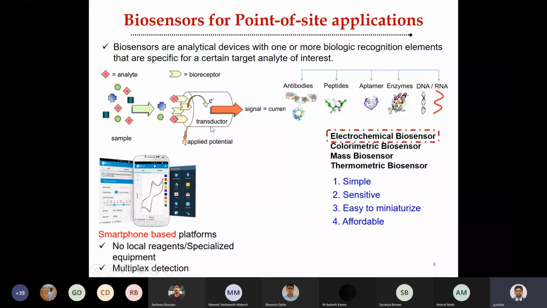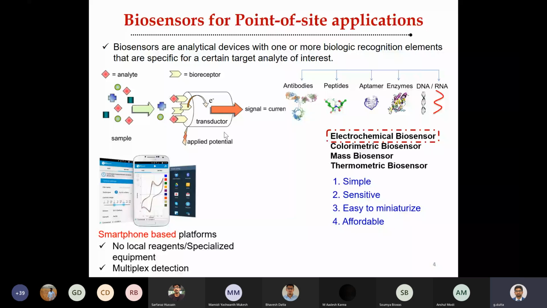Suppose you are going to use the electrochemical technique. Then you have to think about a solid sensor surface. Maybe you can think about some gold plate, some carbon surface, or some glass surface. And on that surface, you can immobilize a bioreceptor like an antibody. Now, this I will teach you in detail in the next few classes. The selection of transducer is very, very important.